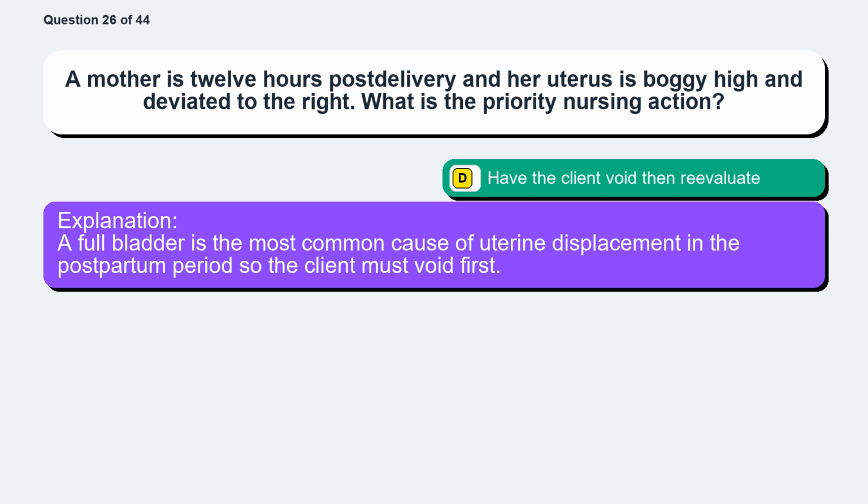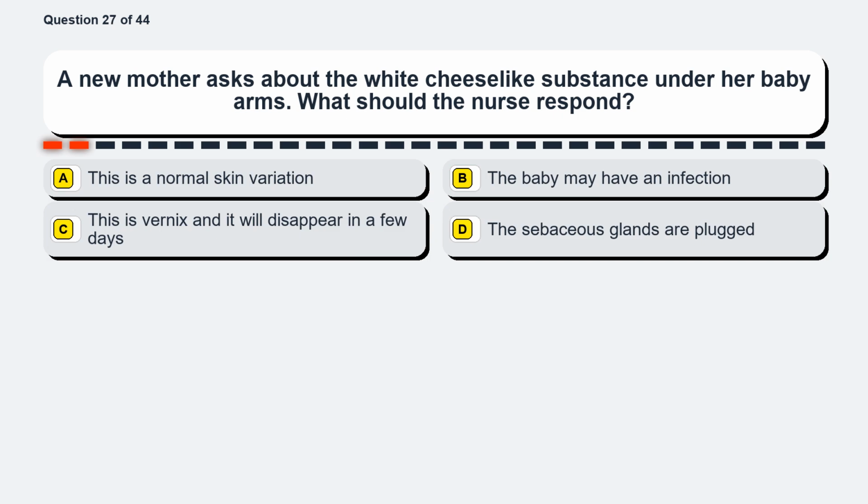Question 27. A new mother asks about the white cheese-like substance under her baby's arms. What should the nurse respond? Option A. This is a normal skin variation. Option B. The baby may have an infection. Option C. This is vernix and it will disappear in a few days. Option D. The sebaceous glands are plugged.